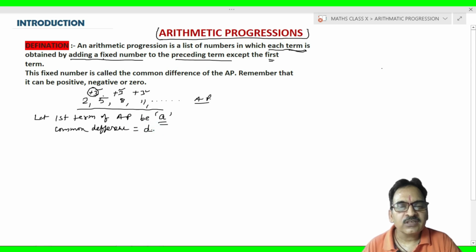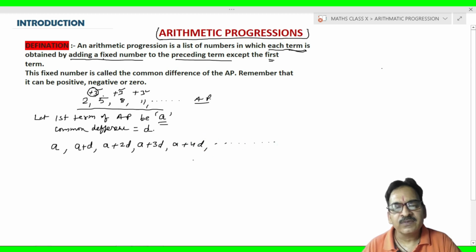So if the first term is A, then A is your first term. Okay, what is the second term? The second term we get by adding the fixed common difference. A plus D will be the second term. Then the third term we get is A plus 2D. Again add one more, we will get A plus 3D, this is the fourth term. Again we add one more, then A plus 4D is the fifth term, and so on. Like this, this list will keep on going.